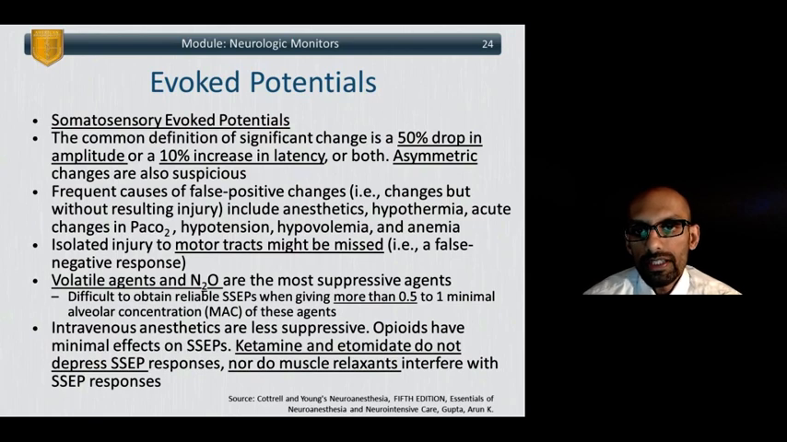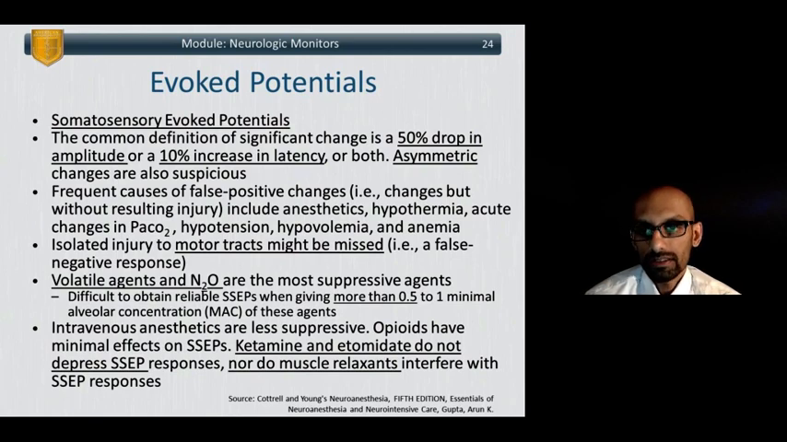So, the most common definition of a significant change in somatosensory evoked potentials is a 50% drop in amplitude or a 10% increase in latency, or both. Asymmetric changes are also suspicious for some surgical trespass across the nervous territory, CNS territory.